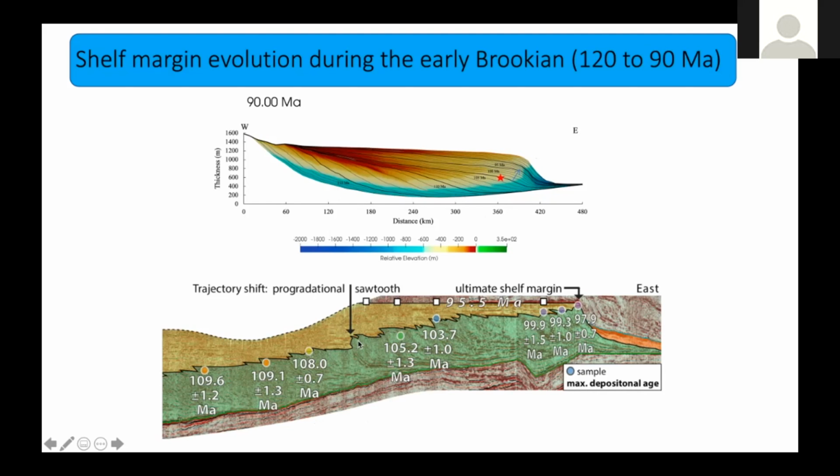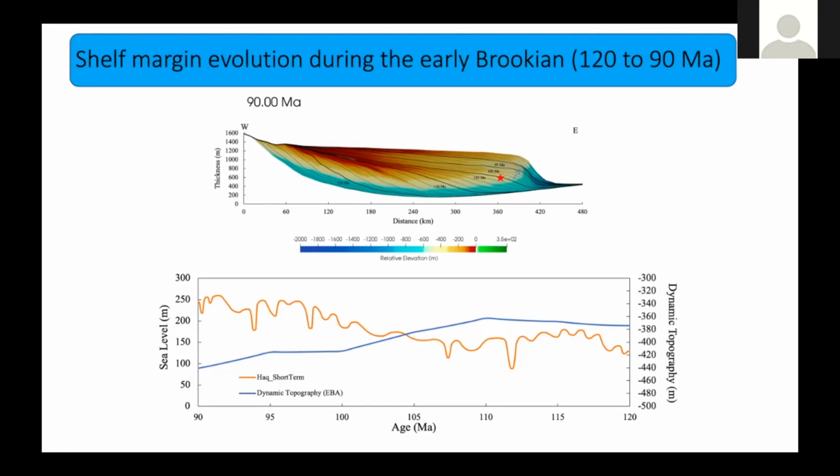This trajectory shift and slowing of the progradation rate coincides with a relatively steady rise in sea level from 108 to 95 Ma. However, the model also highlights a dynamic subsidence of at least 50 meters from 110 to approximately 100 Ma, which would have resulted in increased accommodation space within the basin, and also likely played a role in the shelf margin trajectory shift observed at 105 Ma.